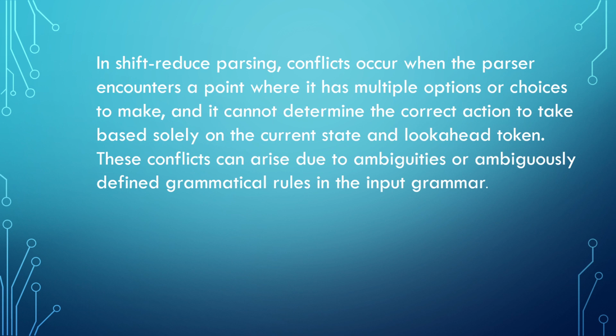In shift-reduce parsing, conflicts occur when the parser encounters a point where it has multiple options or choices to make and it cannot determine the correct action based solely on the current state and lookahead token. These conflicts can arise due to ambiguities or ambiguously defined grammatical rules in the input grammar.